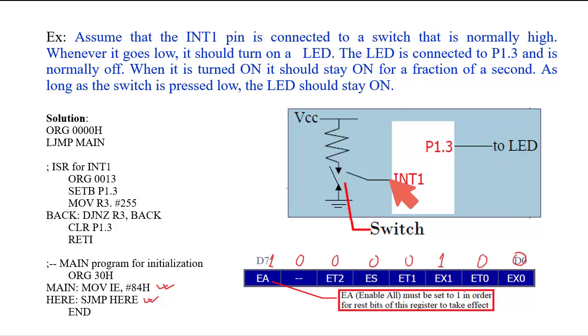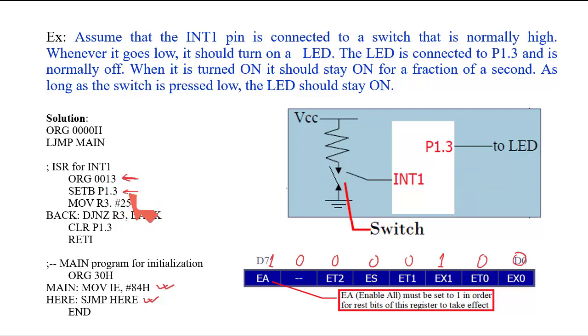So the execution will be transferred to the corresponding interrupt service routine. What is the position of that interrupt service routine? According to the vector table, it is 0013. So when the interrupt comes, the execution will start at this point. This is the interrupt service routine. What do we need there? Whenever the interrupt comes, P1.3 will be logic 1. So the instruction is SETB P1.3.